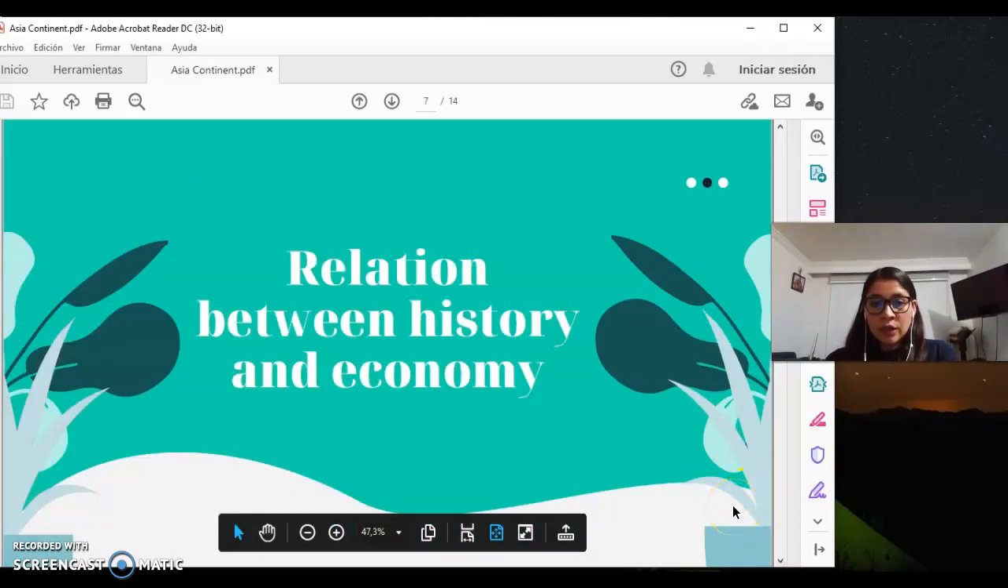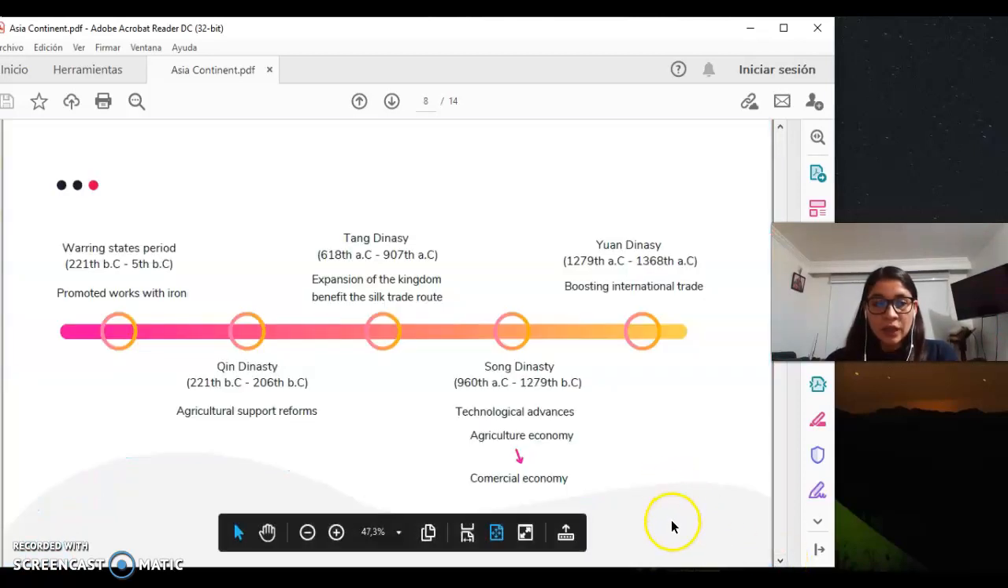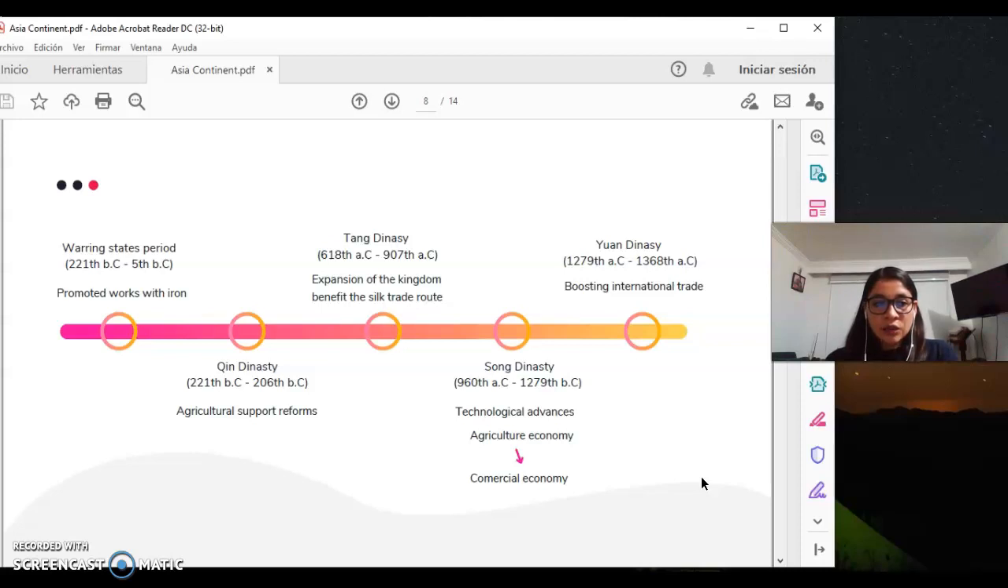Now we have some relation between the history and the economy of the continent. First, I want to talk about the Warring States period, from the 5th century before Christ to 221 before Christ. In this period, they promoted work with iron, and began the use of some minerals that are very important now in the economy.